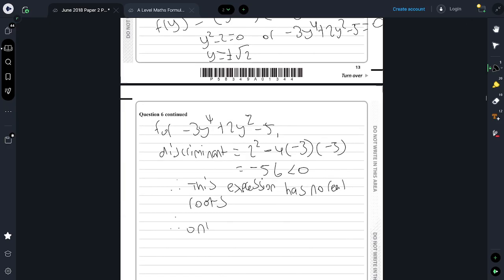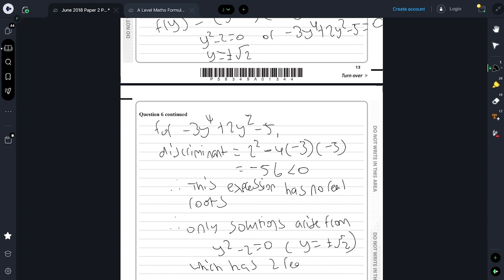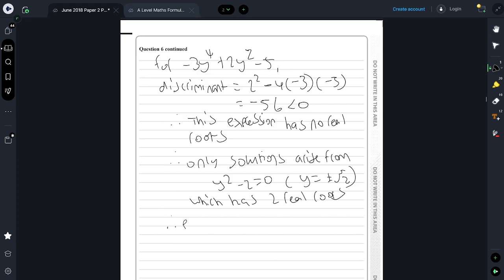So therefore, the only solutions arise, technically, more fancy, arise from y squared minus 2 equals 0, which is y equals plus or minus root 2, which has 2 real roots. Therefore, the equation has only 2 real roots. Okay.